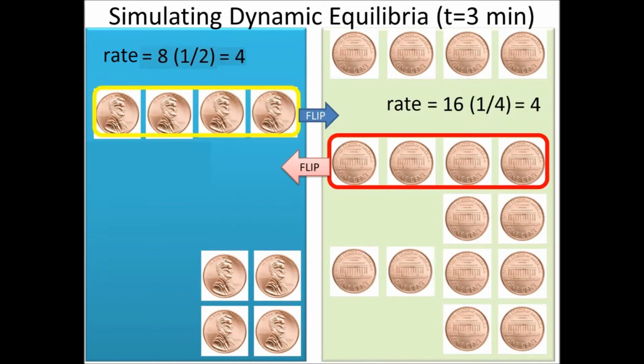During this time interval, we can calculate the rate of change from heads to tails by taking the number of pennies in the heads up state, that's 8, times the rate constant of the forward reaction, that's 1/2. So we find that 4 pennies need to flip from heads up to tails up. Now looking at state B, or the tails up state, we take the number of pennies, that's 16, times the rate constant of the reverse reaction, that's 1/4 or 0.25, and we see that results in 4 pennies needing to flip from tails back to heads.